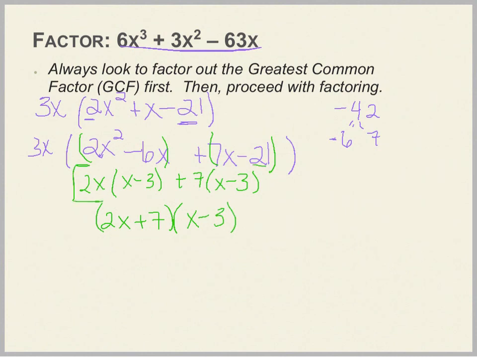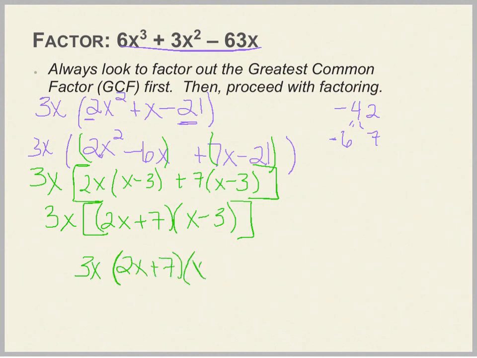But what we can't forget each time is that greatest common factor, that GCF of 3x that we took out. So our final answer then would be 3x, that greatest common factor, times 2x plus 7 times x minus 3.